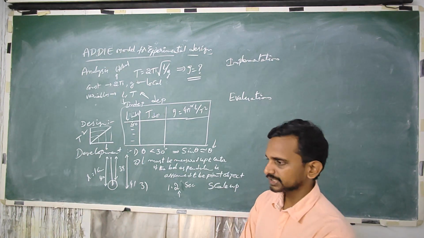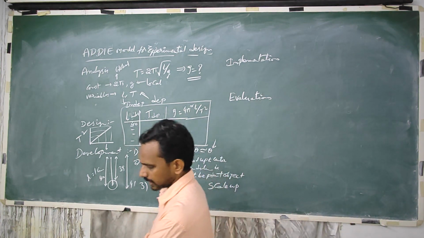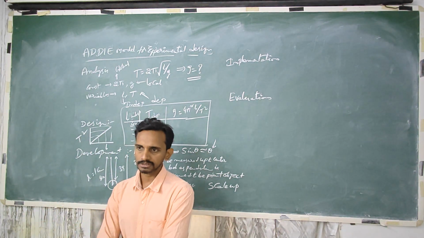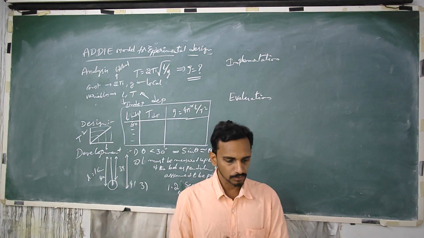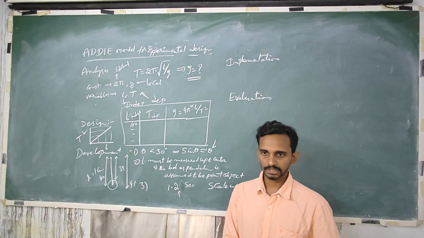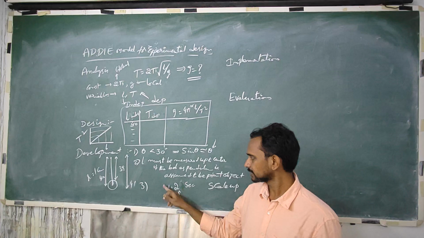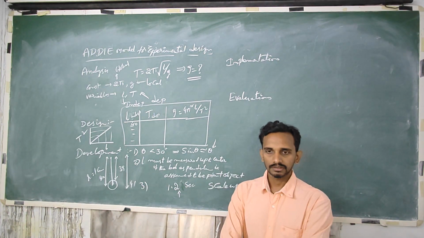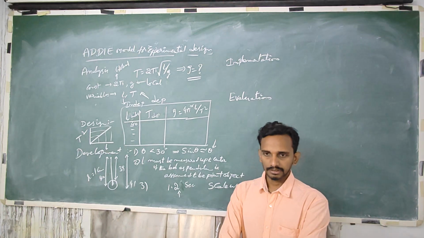Right? So if I scale up the experiment and I start counting time for 10 oscillations, I should get 12 seconds as a result. Right? So I'm avoiding the error by scaling up.